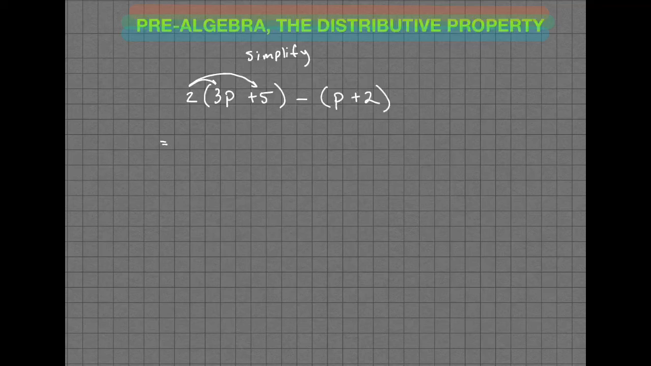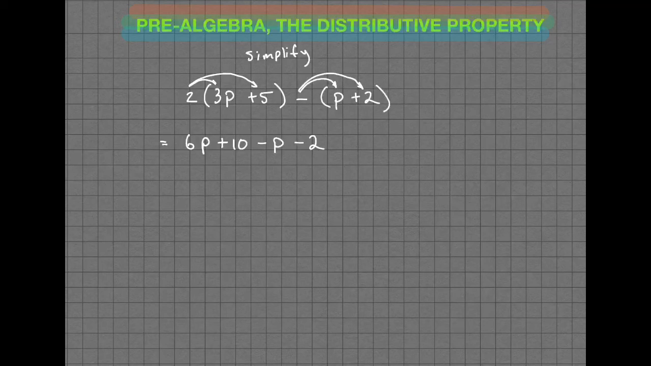So we get 2 times 3p, that gives us 6p, and then 2 times a positive 5 gives us a positive 10. Okay, now we want to go ahead and distribute this negative. Remember, this is a -1. If you don't see anything here, it's going to be 1. There's always a 1 out front. So -1 times p gives us a -p, and -1 times a positive 2 gives us a -2.